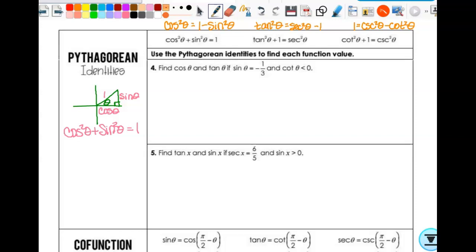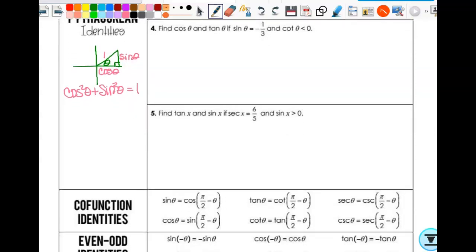So let's do one of these. It says use Pythagorean identities. Even if you have other ways to do it, it literally says use Pythagorean identities, so that's what you've got to do. I want to find cosine and tangent, given sine is negative 1/3 and cotangent is less than 0. I have to figure out which quadrant I'm in. Sine is negative in the 3rd and 4th. Cotangent is negative in the 2nd and 4th, so I am in the 4th quadrant. That's going to matter in a minute.